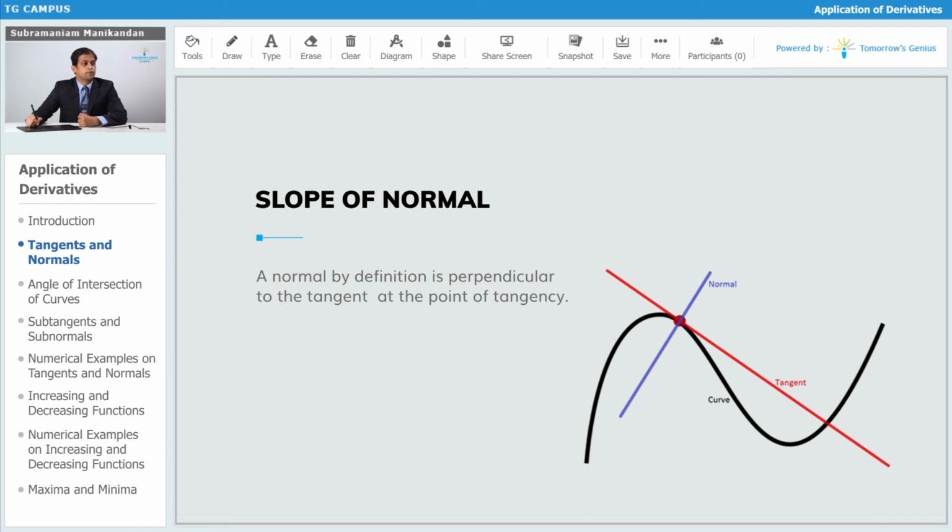So if we know the equation of the function and we know the coordinates of the point at which we are supposed to find the equation of normal, then it is easy to write down the equation of the normal. A normal is perpendicular to the tangent at the point of tangency. So that's the definition of the normal.